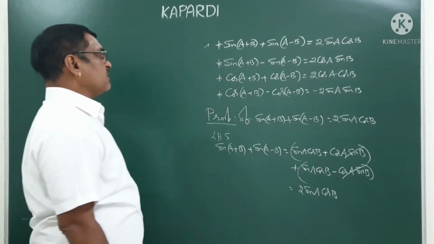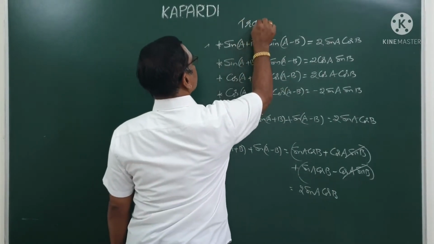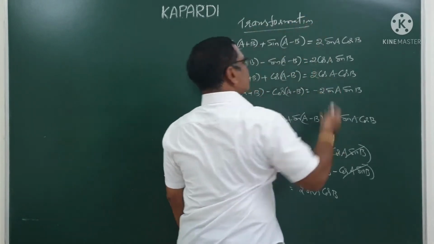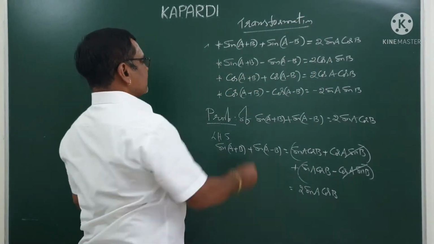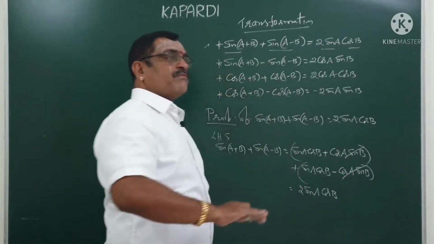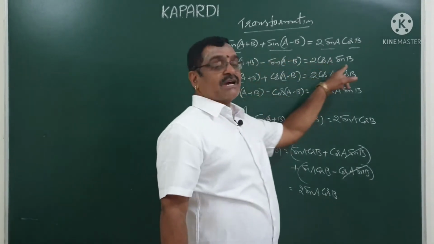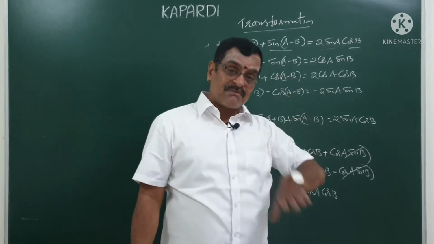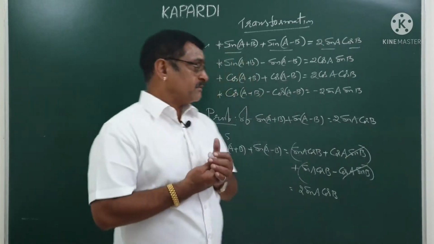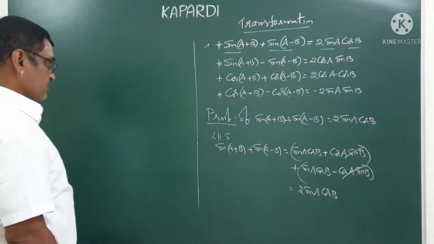What I actually want to convey is that these formulas are also called transformation formulas. What is the meaning of a transformation here? It's very simple. The sum is converted into product, or the difference is converting into product. This is the transformation. Now I can present the same formula in another way also.